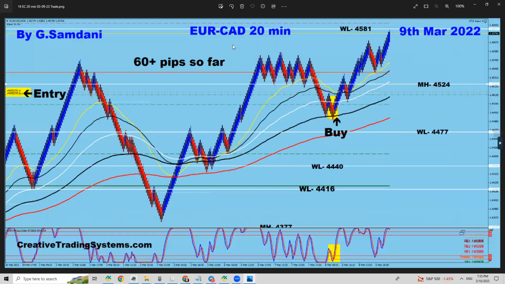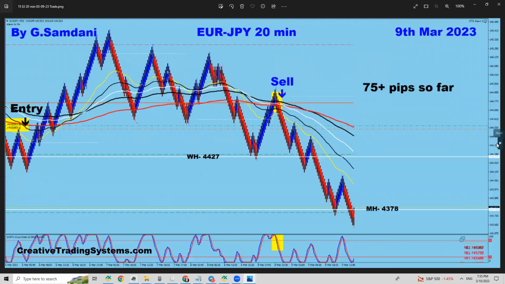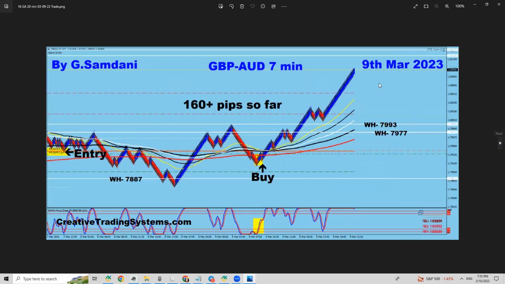On the 9th, euro CAD, like I said, because of CAD weakness, this pair went up, and euro also is strong, but mainly CAD weakness took the pound CAD to the upside. Euro yen here, 75 pip to the downside on the 9th. And here on the 9th, pound Aussie, again, beautiful entry here. You can see it, this one.